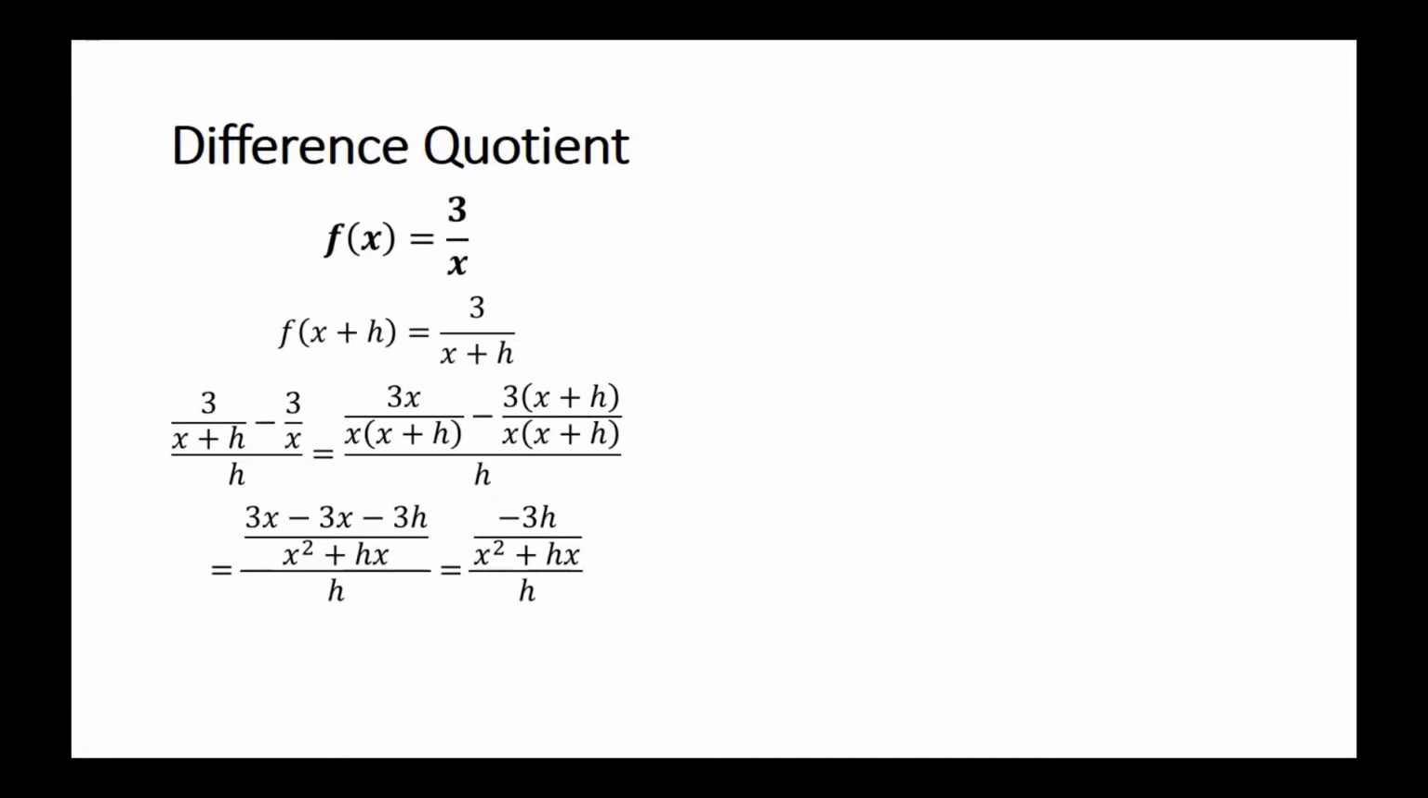We then combine the first rational expression with the second rational expression, and we end up simplifying it down to negative 3h over x squared plus hx, all over h. And we can see that we can now cancel that h in the denominator with the h in the numerator, and we end up with negative 3 over x squared plus hx. So realize that even though we cancel out that h, there may still be h's in our final difference quotient, but that one in the denominator will always cancel out.